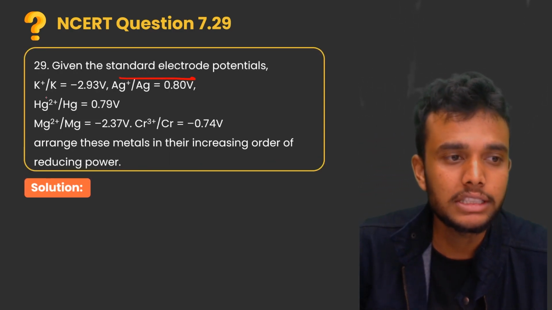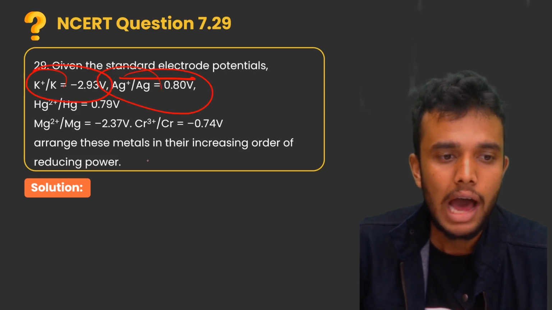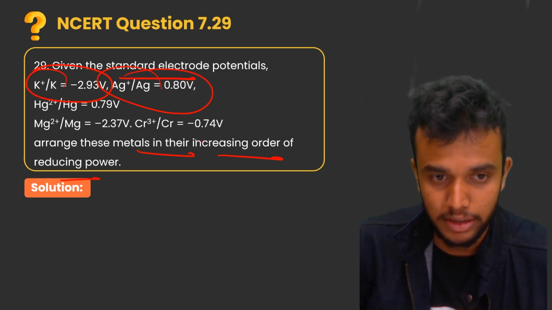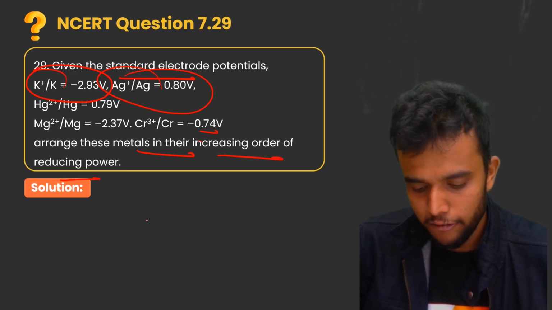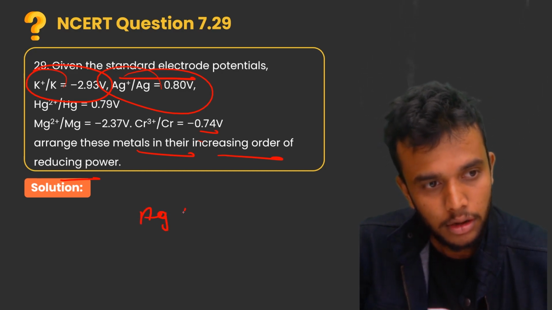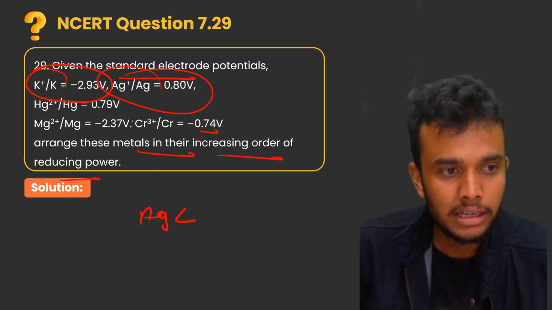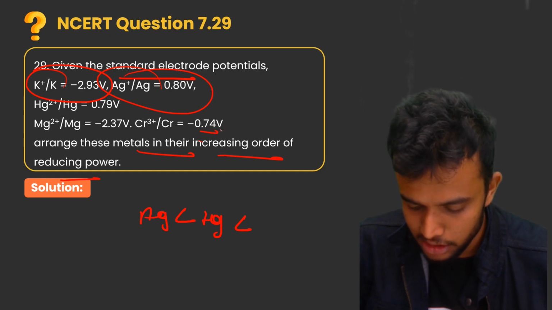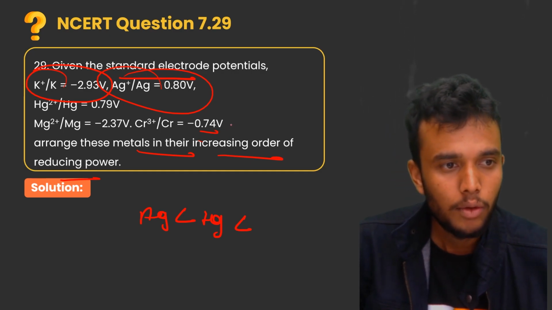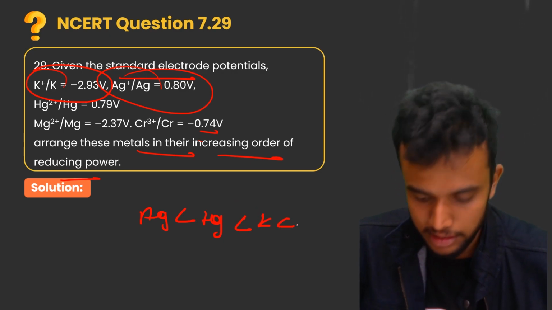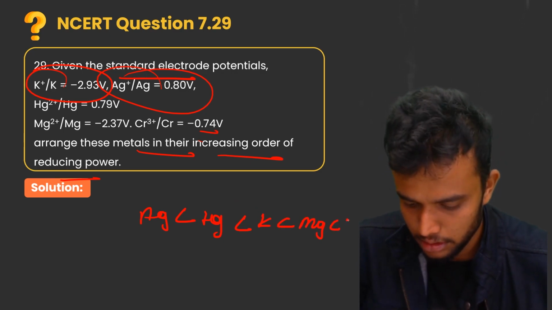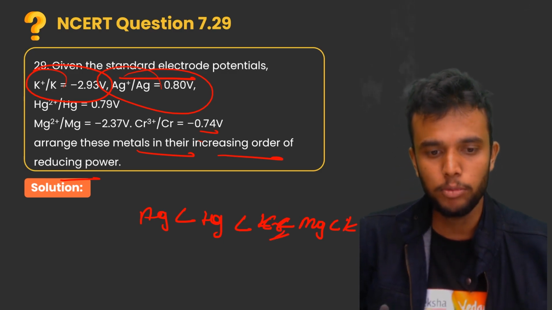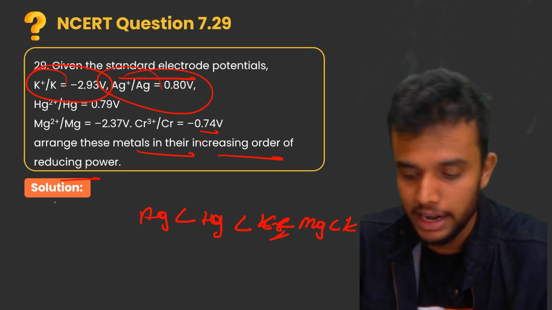Next question, students. Given these standard electrode potential values, arrange these metals in increasing order of reducing power. Here minus 2.3, 0.8, 0.7, 0.74 are given. First Ag is coming, with value 0.80. Next Hg. Then minus 0.74 comes last. Then magnesium, then potassium. Chromium comes first. This is the increasing order of reducing power.